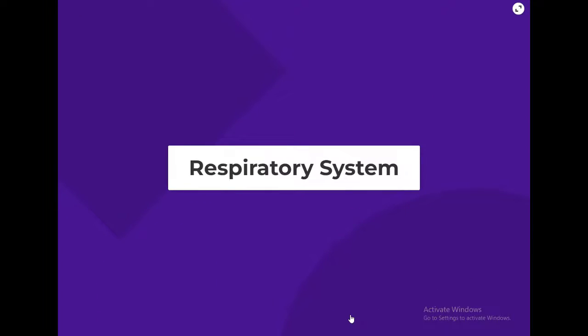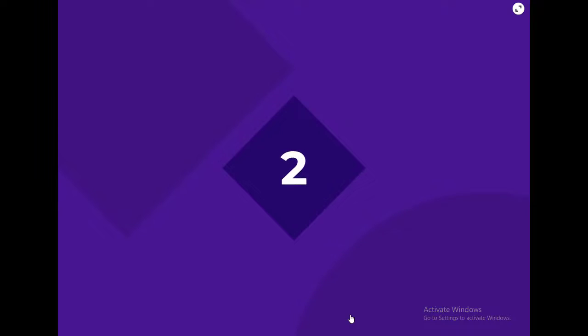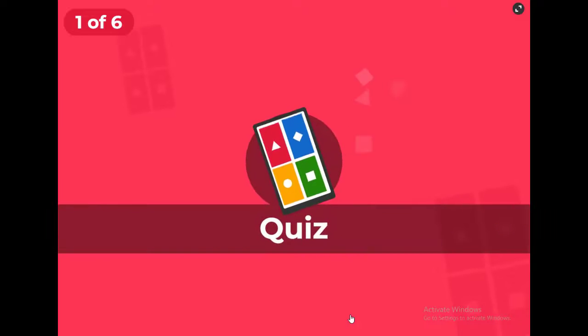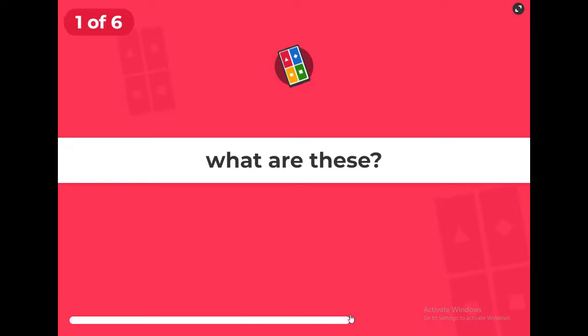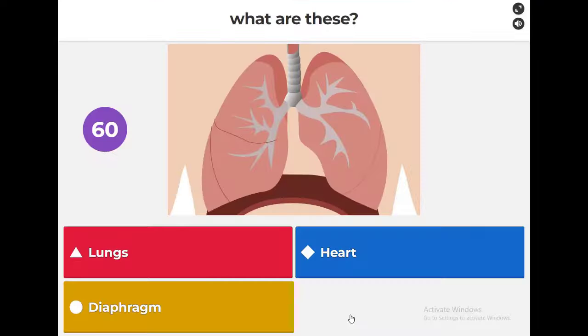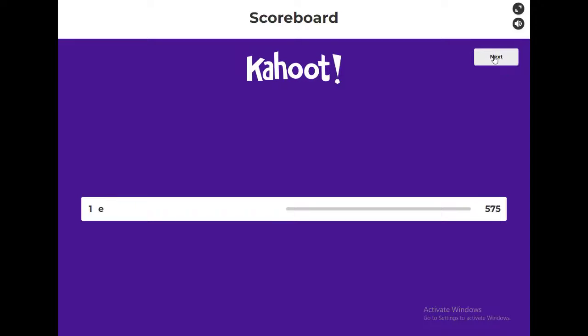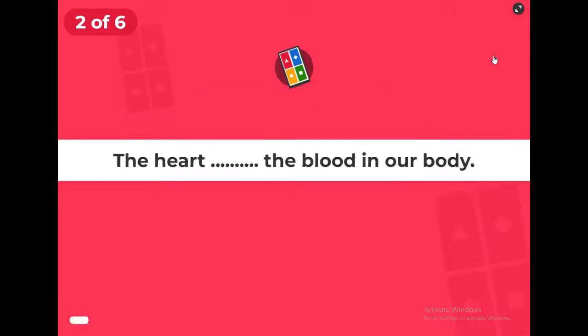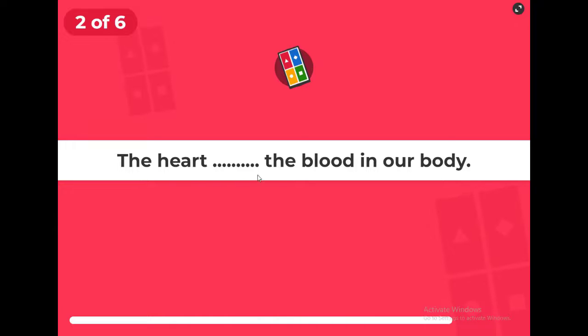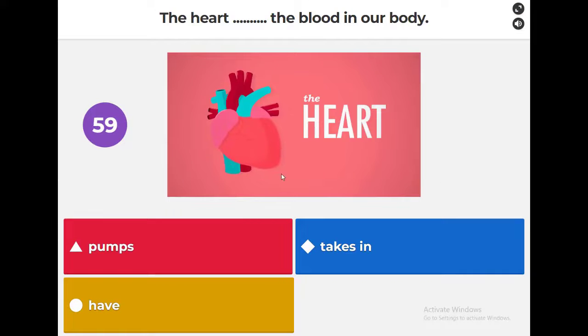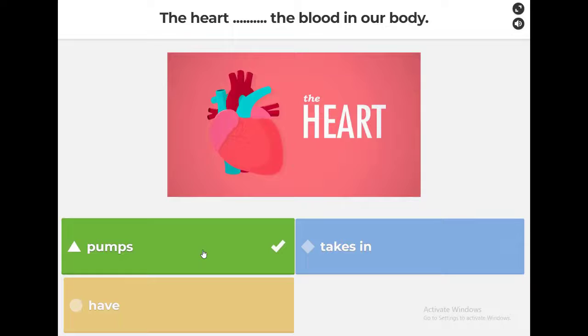Now let's move to some questions about the respiratory system. Question number one. What are these two? We have two lungs. The heart pumps the blood in our body. What does the heart do? The heart pumps.